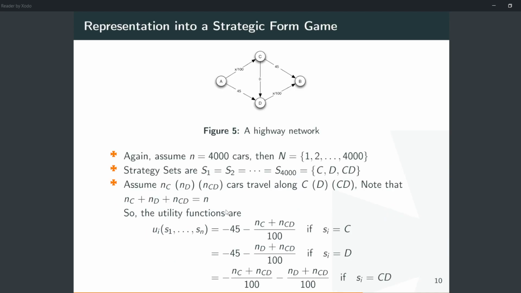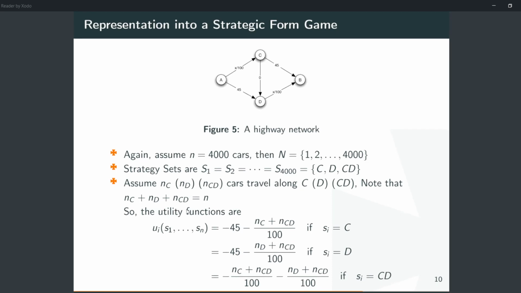Okay, so let's switch it again. If N is 4000, then again, to represent this game, I'm using 4000 players, and the strategy for each player will be either C, that means the above route, D, meaning the below route, or CD, meaning go to C first, then to D, and then to B. Now, these are the numbers of how many cars are going to the corresponding route, and the utility functions are also very similar to calculate here.